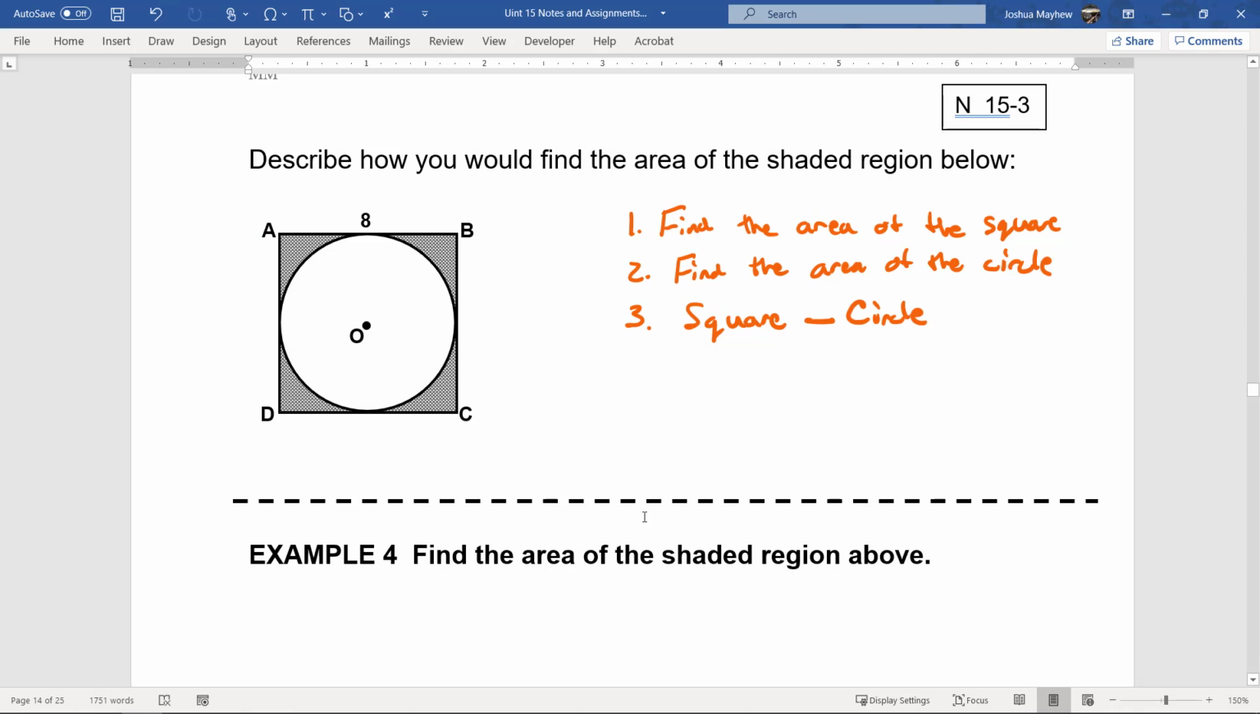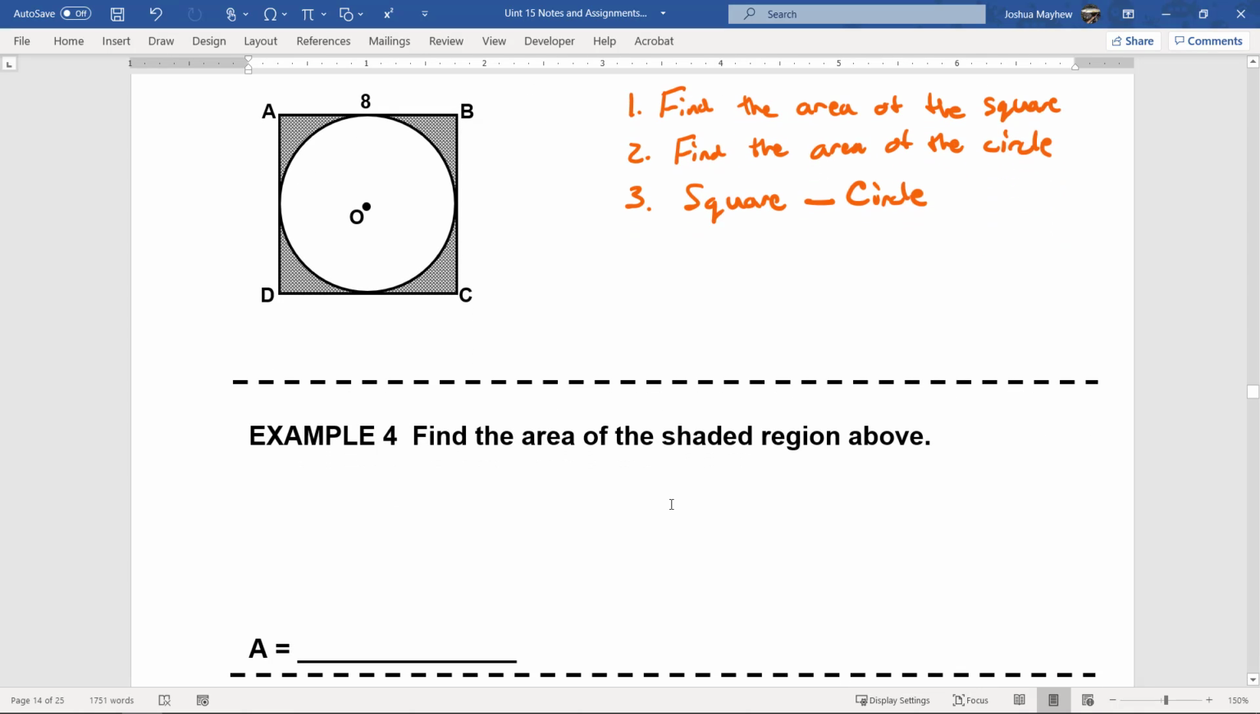Okay, so let's do this. It says find the area of the shaded region above. So first, area of my square.